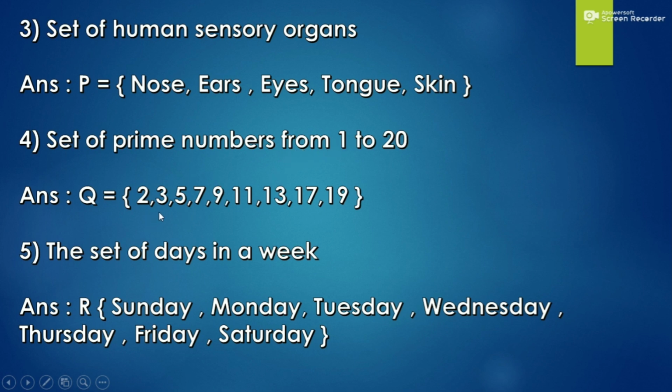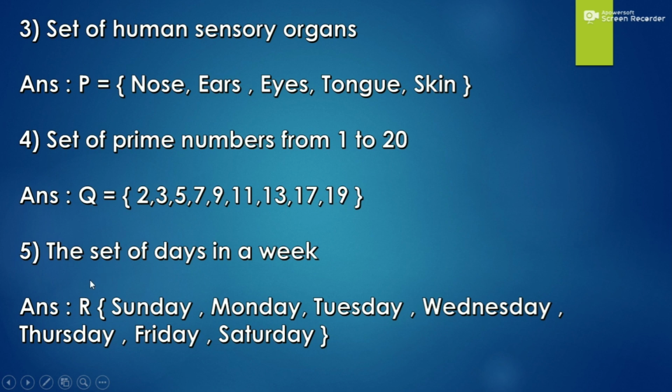That means here 3 is divisible by only 3 and 1. Therefore we can say that all these numbers are prime numbers, because they are only divisible by themselves and 1. That's why all these elements are known as prime numbers. Then Q is equal to the set of 2, 3, 5, 7, 9, 11, 13, 17, 19. These are the prime numbers from 1 to 20.